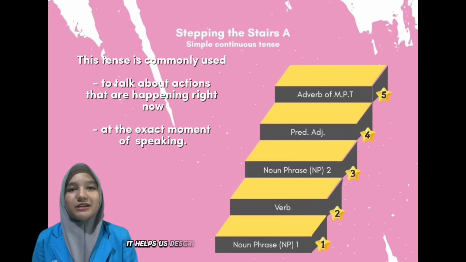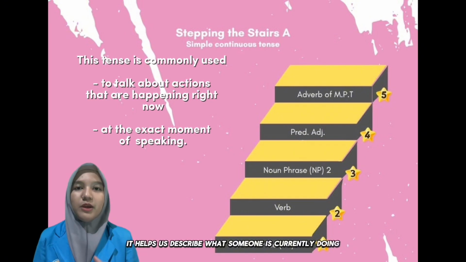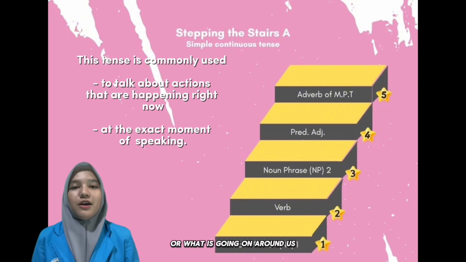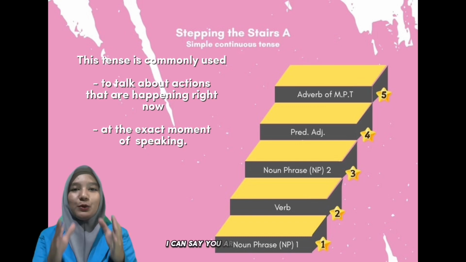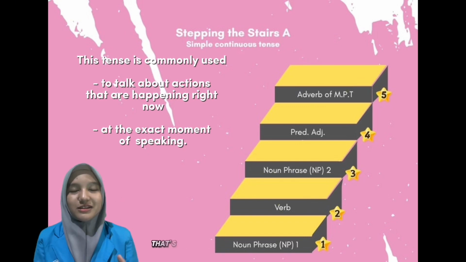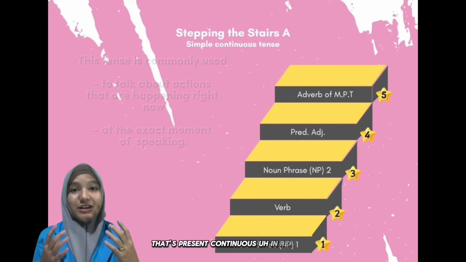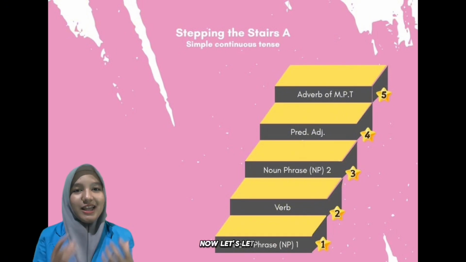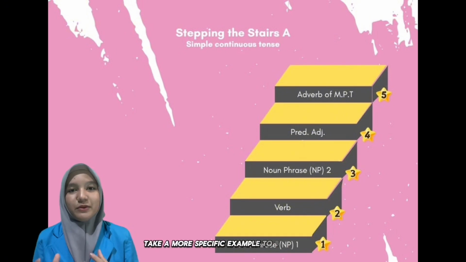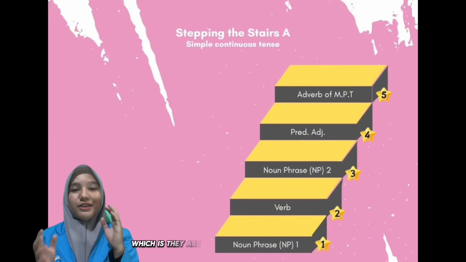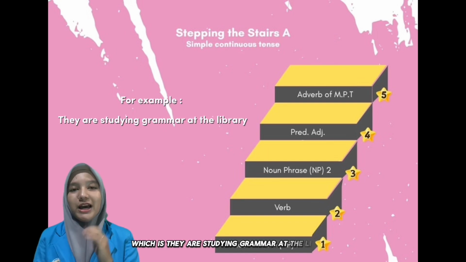It helps us describe what someone is currently doing or what is going on around us. For instance, if you are watching this presentation, I can say, you are listening to me. That's present continuous in real life. Now, let's take a more specific example to break down, which is, they are studying grammar at the library.